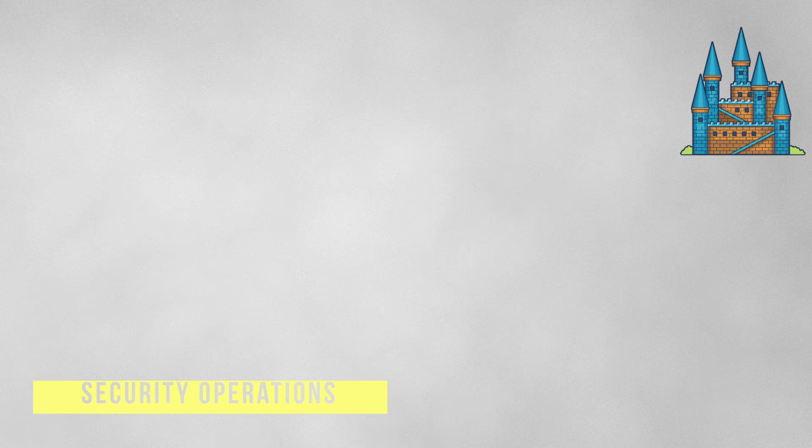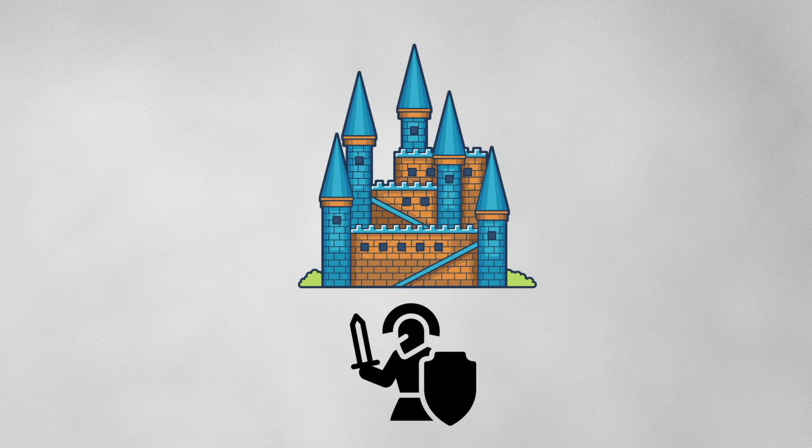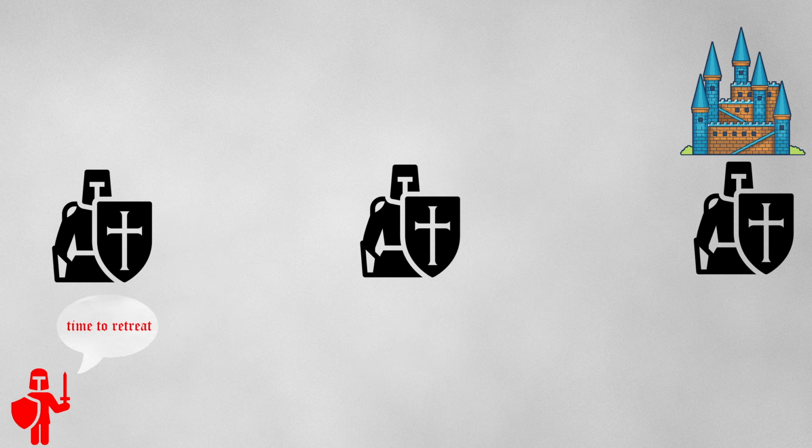Security operations: the lookout, the person standing by in the watchtower making sure things are normal, the soldier who patrols the perimeter to spot any attempts from Mr. Castle, and the team standing by to respond and contain the threat.